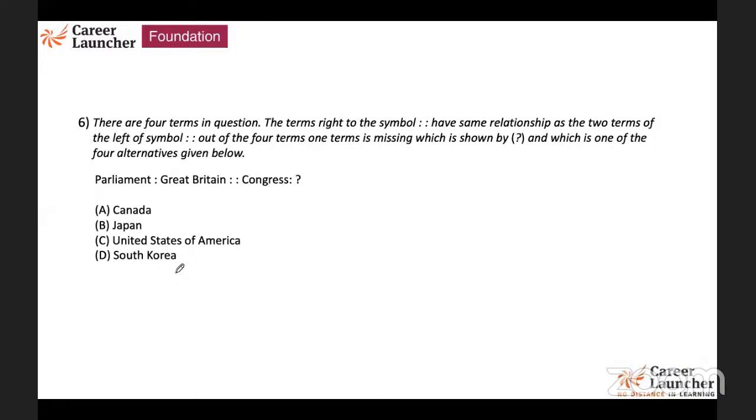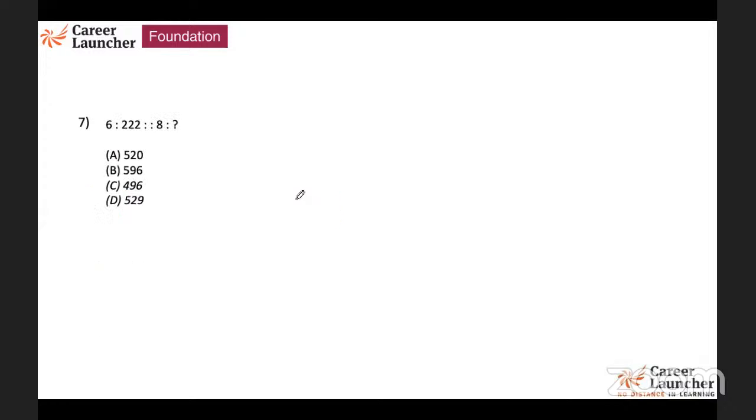Next one. I'm going to solve it quickly for you. There are 4 terms in the question. The terms right to the symbol have the same relationship. What is Parliament to Great Britain as Congress to which country? It is not Canada, it is not Japan, it is not South Korea. Answer is clearly United States of America. The Parliament is the main deciding body for Great Britain, like India. Congress is the same thing as United States of America. That's okay, don't worry, Sanjay. Okay, the answer is clearly choice C for this. This is a very easy question.